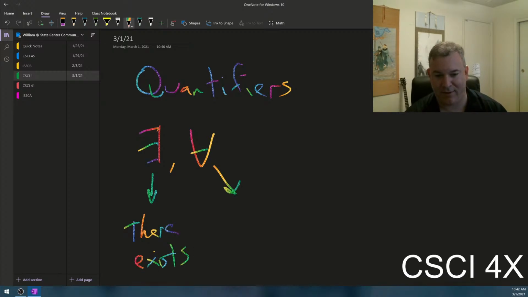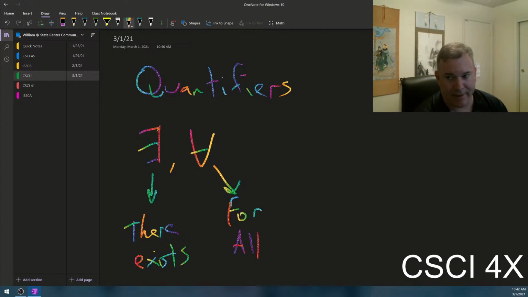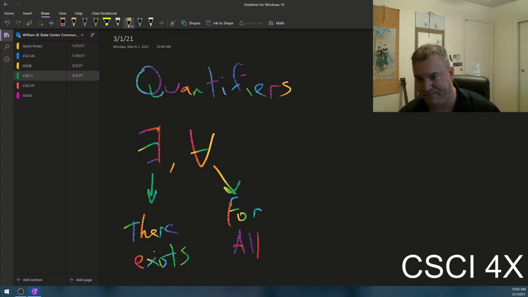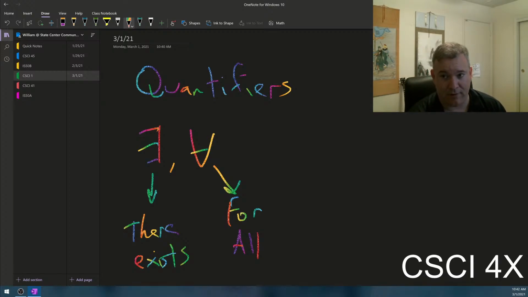Okay. Upside down A means for all. These concepts are used a lot in real life, in logic, and in computer science. They're sometimes called modal quantifiers. No, sorry, we haven't gotten to modal quantifiers yet. These are existential quantifiers. We'll do modal quantifiers next, probably.